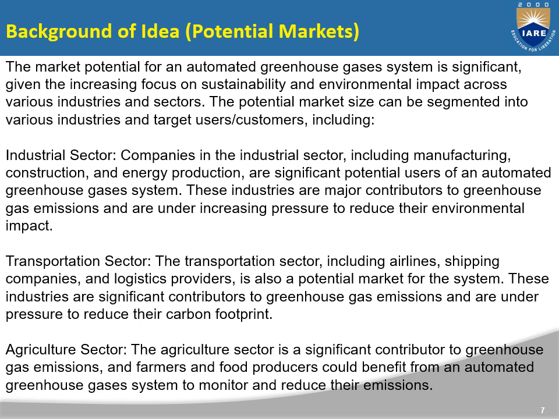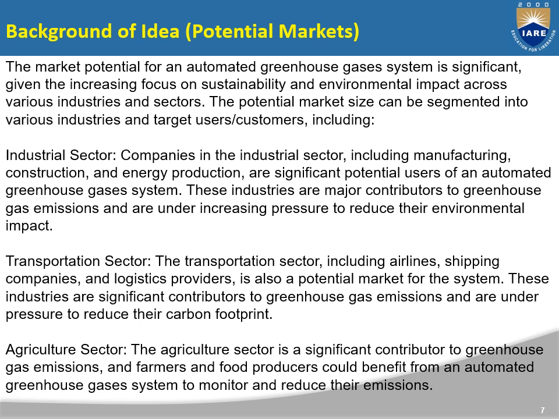The potential market size can be segmented into various industries and target users or customers, including industrial sector, transportation sector, agricultural sector. Companies in the industrial sector, including manufacturing, construction, and energy production, are significant potential users of an automated greenhouse gases system. These industries are major contributors to greenhouse gas emissions and are under increasing pressure to reduce their environmental impact.